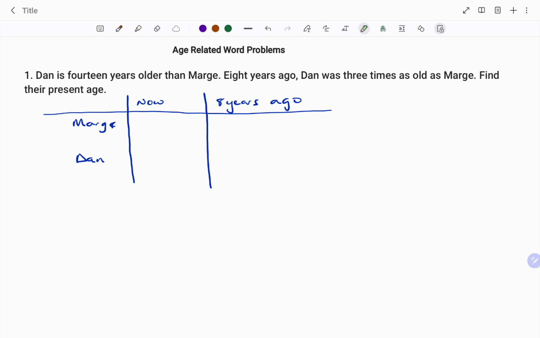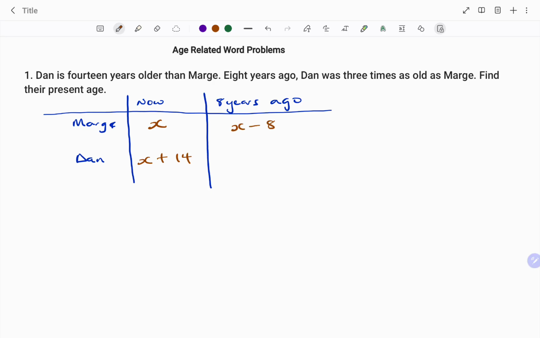So starting with the first statement that says Dan is 14 years older than Madge. What that means is if Madge is X years old, then Dan will be 14 years older than Madge, which is X plus 14. Now, 8 years ago, that means I'm going to deduct 8 from their age to know their age at that time. So that will be X minus 8.